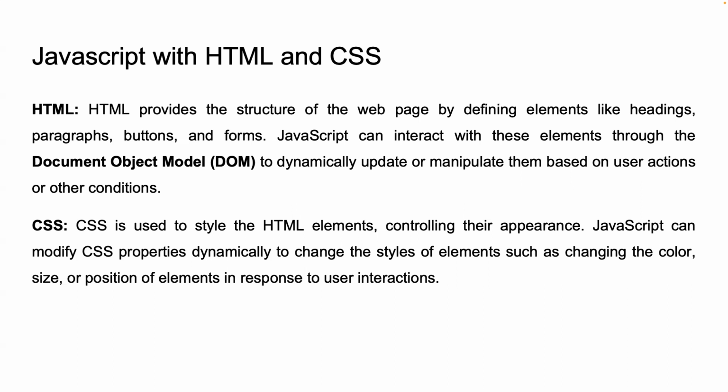CSS is used to style the HTML elements, controlling their appearance. JavaScript can modify CSS properties dynamically as well, changing the styles of the elements, such as the color, size, or position of elements in response to user interactions.